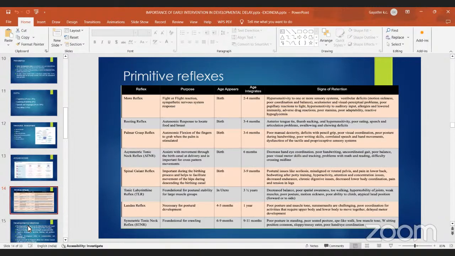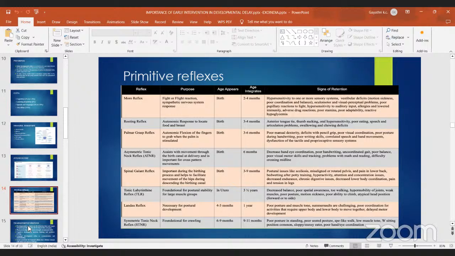Next, these are the primitive reflexes. It's very important that many reflexes are present, like the Moro reflex, rooting reflex, palmar grasp reflex, and ATNR. These are reflexes the baby should have at the time of birth, but they should disappear. The Moro reflex should disappear at 2 to 4 months. If it does not disappear, it represents that the baby has some neurological deficit, and the baby can have chances of neurological problems.